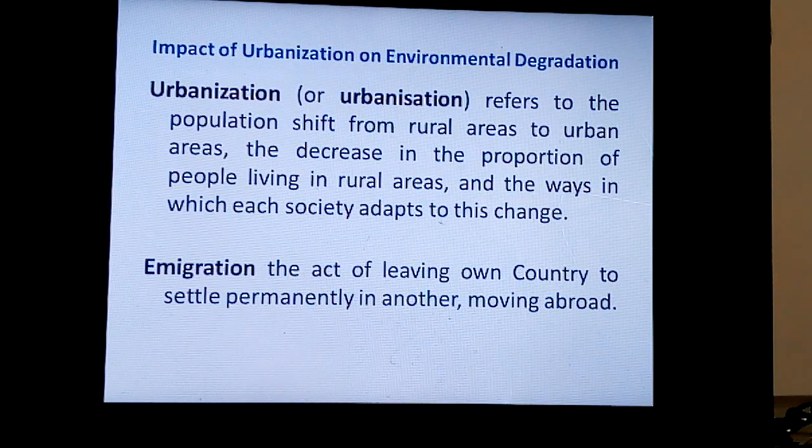Impact of urbanization on environmental degradation. Urbanization refers to population shift from rural areas to urban areas. The decrease in proportion of people living in rural areas and the ways in which each society adapts to this change. That is, moving of poor people or rural people for various reasons from the rural areas to the cities.